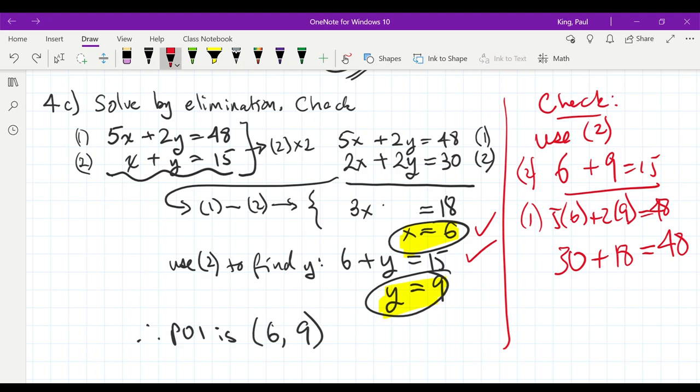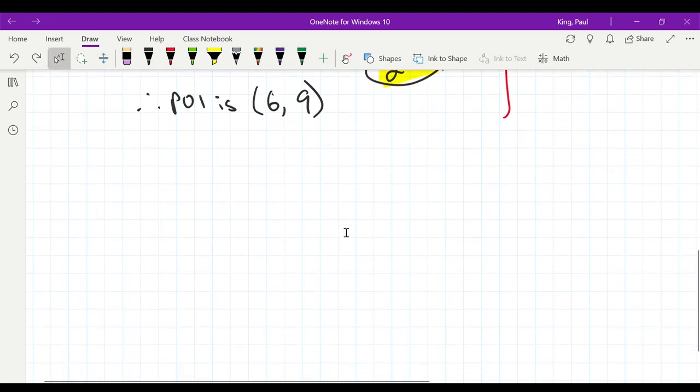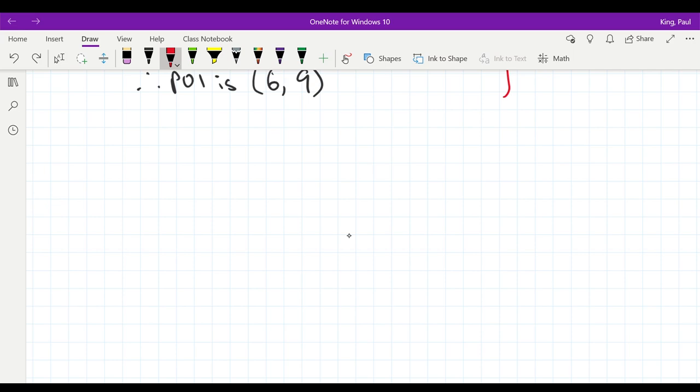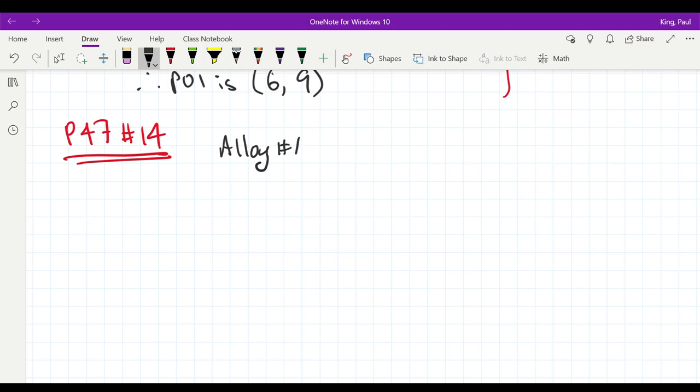I'm just going to move this text material up a bit. So we're on page 47, question number 14. In this case, we have a metal alloy that is 25% copper. So we have alloy number one. There's going to be two alloys in this question. It is 0.25 copper. Cu is the chemical symbol for copper.